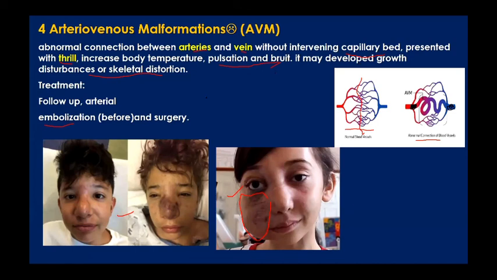After that we go to the surgery with an immobilization. By emboli, we put emboli inside the vessels and we obstruct it, so it is destroyed. After that we go for surgery.